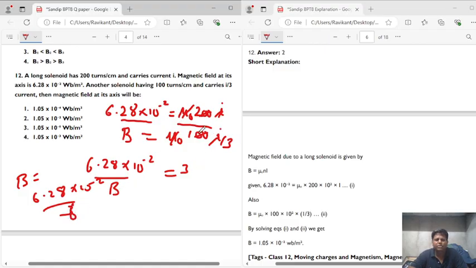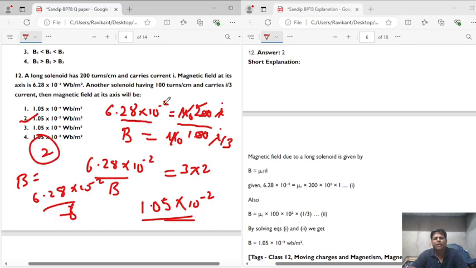What we are left with here is into 2. So 2 into 3 is 6. Dividing this by 6 we get 1 point something. So it is 1.05 into 10 to the power of minus 2 Weber per meter square. So according to this, the correct answer for this question is 1.05 into 10 to the power of minus 2, option 2. So the correct answer for question number 12 is option 2, right?